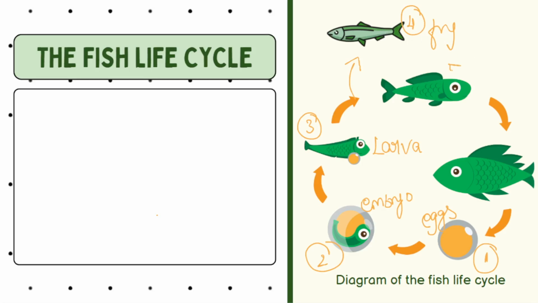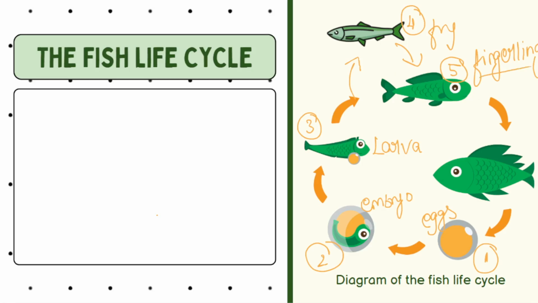Then the fifth stage. The fifth stage is the fingerling. What is a fingerling? This fry grows bigger. This is a tiny fish, and when it grows bigger, we call it a fingerling.